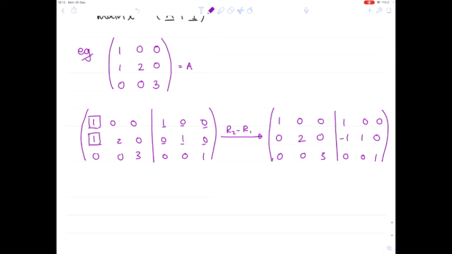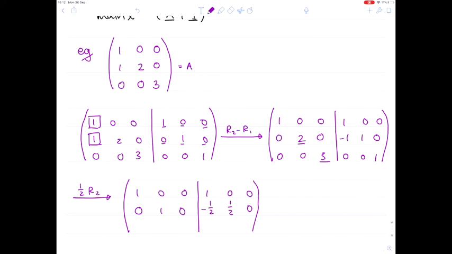Okay, well, that's nice. We've got a diagonal matrix, so really if we can just convert this 2 into a 1 by dividing row 2 by 2, and this 3 into a 1 by dividing row 3 by 3, we'll be good to go. So let's finish that up. Not changing row 1 at all. We're going to say half times row 2. It's going to give us minus 1 over 2, half, 0. And we're going to say a third times row 3. It's going to give us 0, 0, 1, 0, 0, and a third.